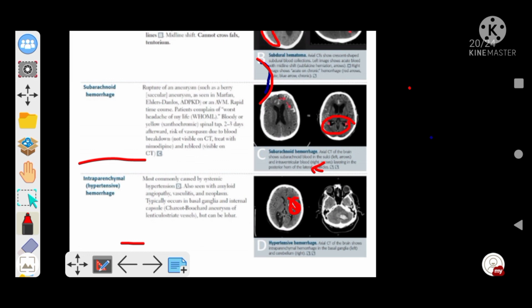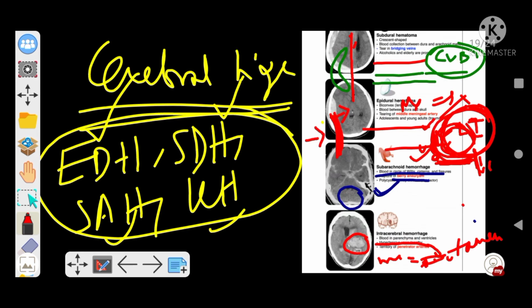I hope you can identify the hemorrhages now. Just try to identify the images. If the bleed is here, it is mainly ICH. If the bleed is here, it is subarachnoid. If the bleed is a lens pattern or biconvex pattern, it is your EDH. If the bleed is banana shaped or concavo-convex pattern, this is your subdural hematoma or SDH, right?